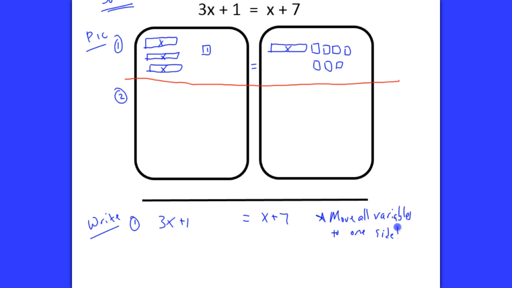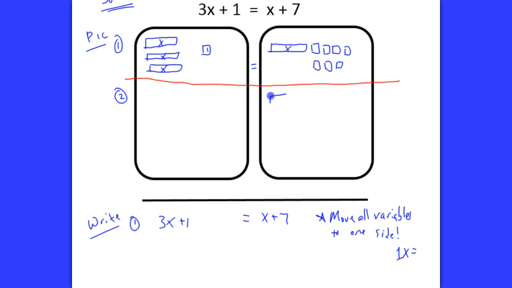So if you recall, the goal in an equation is to get 1x equals something. So the problem right here is I have 3x on this side, I have x on this side, so we have to move an x. So let's go back up here to the picture. So on step 2, here's what I'm going to do. I'm going to add a negative x.